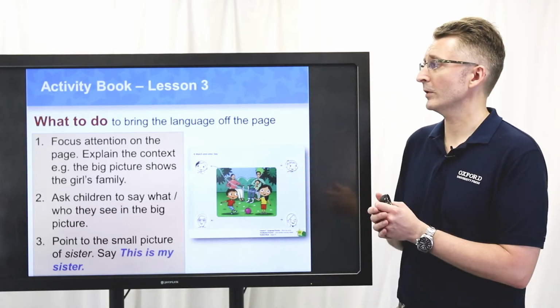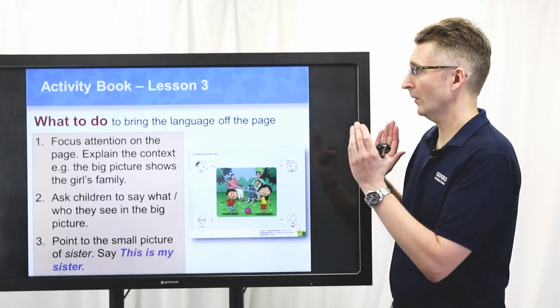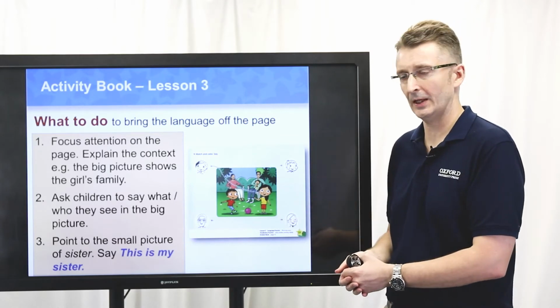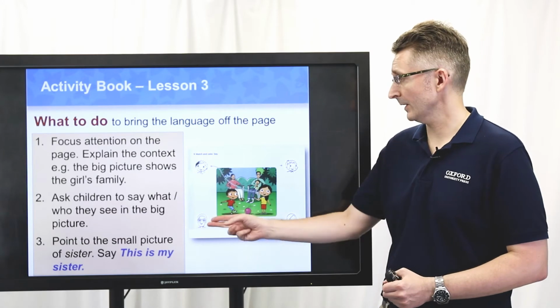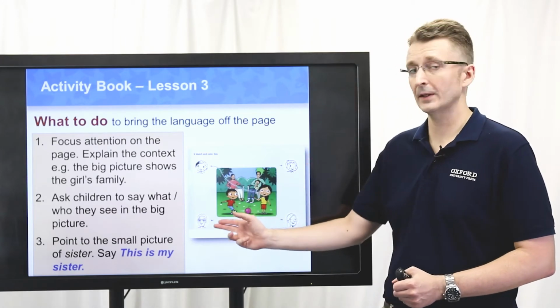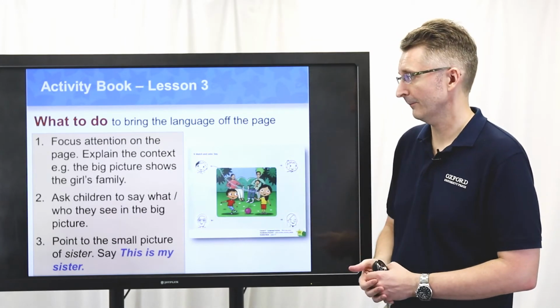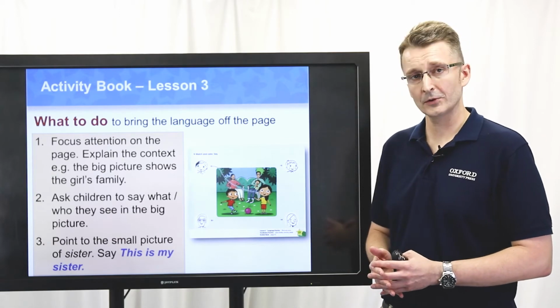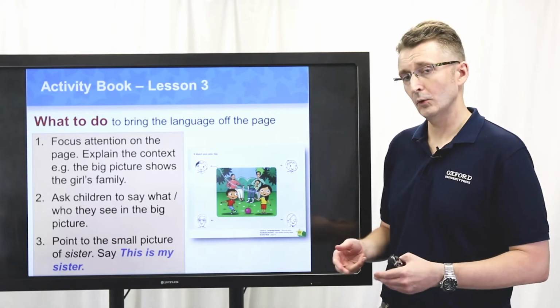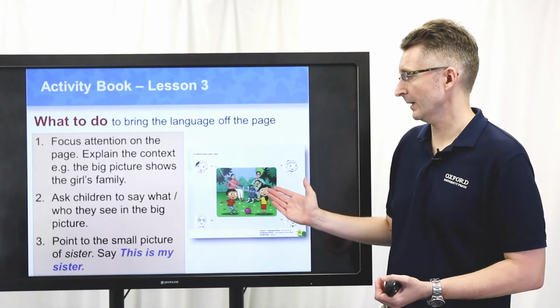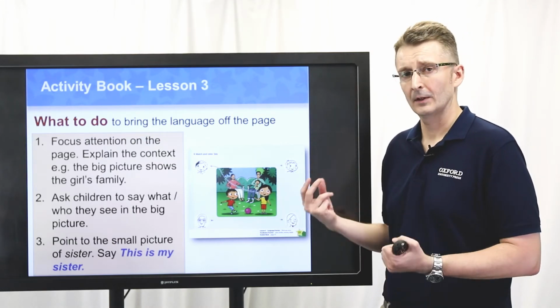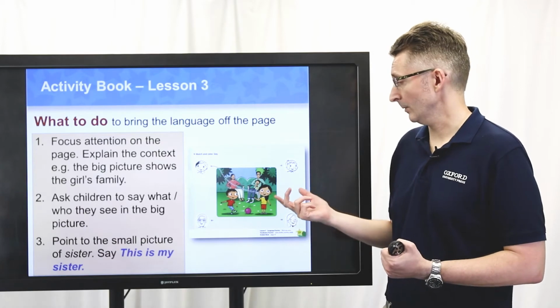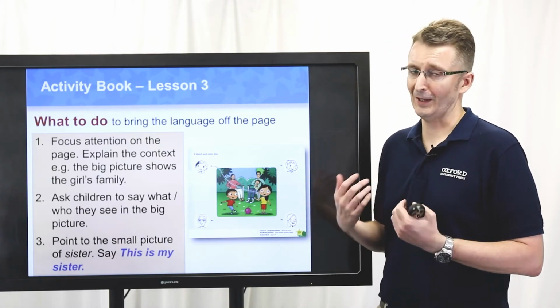So 1, focus your students' attention on the page and explain the context. The big picture shows the girl's family, and then the little pictures each show a different member in the family. Then ask your students to say who and what they see in the big picture. And your students might say things like tree, but the unit vocabulary will be brother, sister, mommy, daddy.